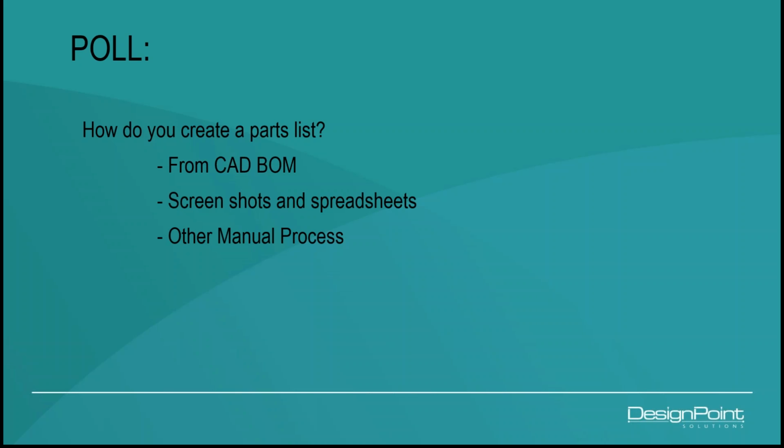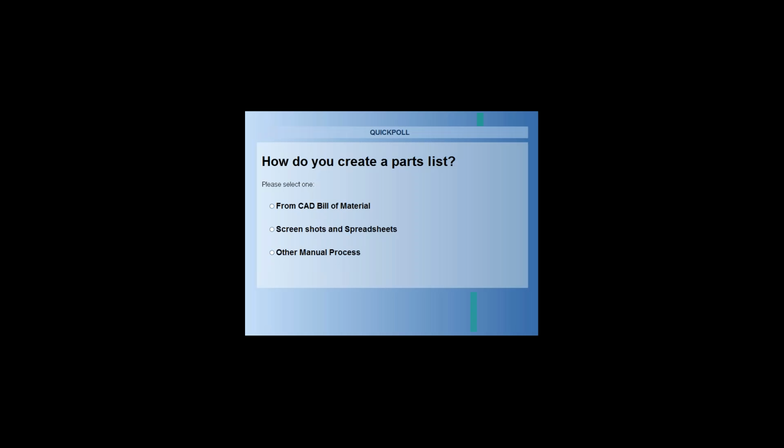Awesome. Good. Yeah, so I guess to keep up with the consistency, obviously, we're eager to hear how you guys are doing a lot of this stuff today. So, piggybacking on this approach, how do you guys currently create a parts list at this point now? Are you doing it from your CAD BOMs, screenshots and spreadsheets, perhaps some sort of other manual process? You can obviously take a second to share your thoughts. We'd greatly appreciate it, and we'll keep on moving with the webinar.